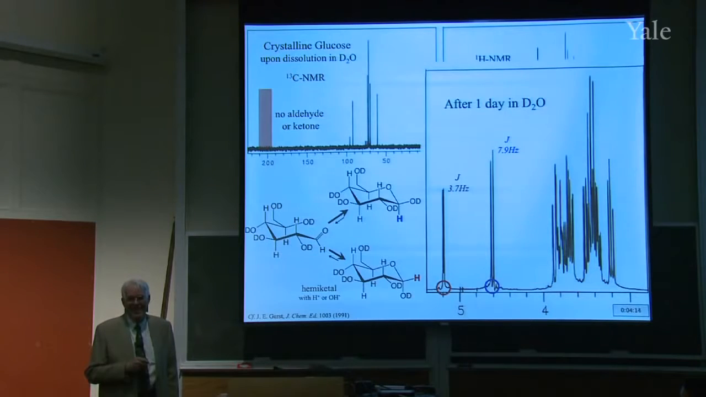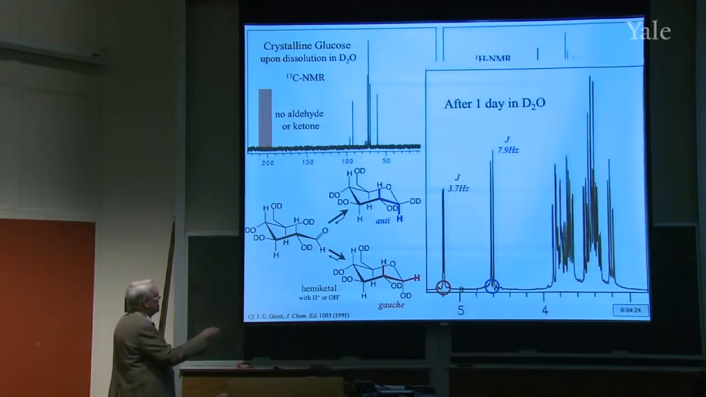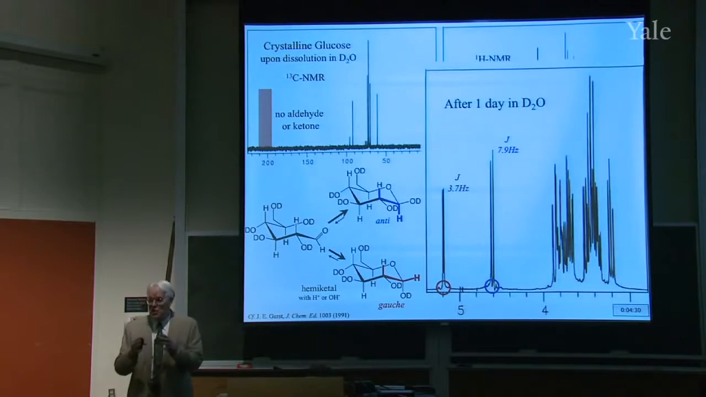In the top one there, anti. Right? The top one is anti, and the other one is gauche, so there's much better overlap anti than gauche, right? So this one is the one that's anti, that's the one with axial hydrogen, and this is the one that came from the crystal. So the crystal was all the same.